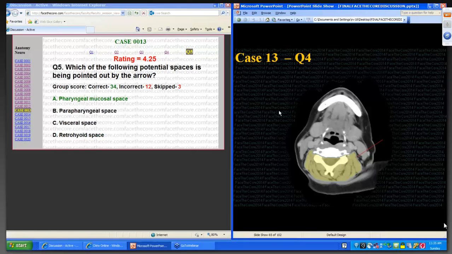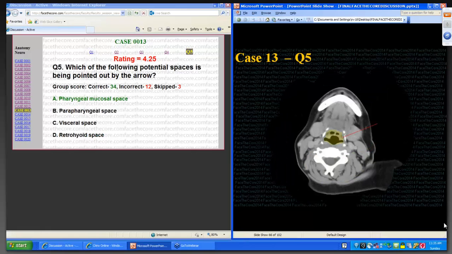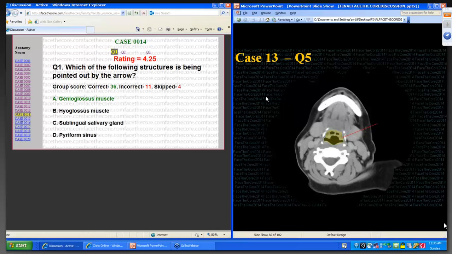And then the next question is, we talked about which of the following potential spaces is being pointed out by the arrow. Is it the pharyngeal mucosal space, parapharyngeal space, visceral space, or retrohyoid space? The correct answer is the pharyngeal mucosal space. And think about in terms of lesions that arise there, usually you have mucosa, so squamous cell carcinomas, and then you also have lymphoid tissue, so lymphoma would be another possibility. So that, again, we talked about is A.